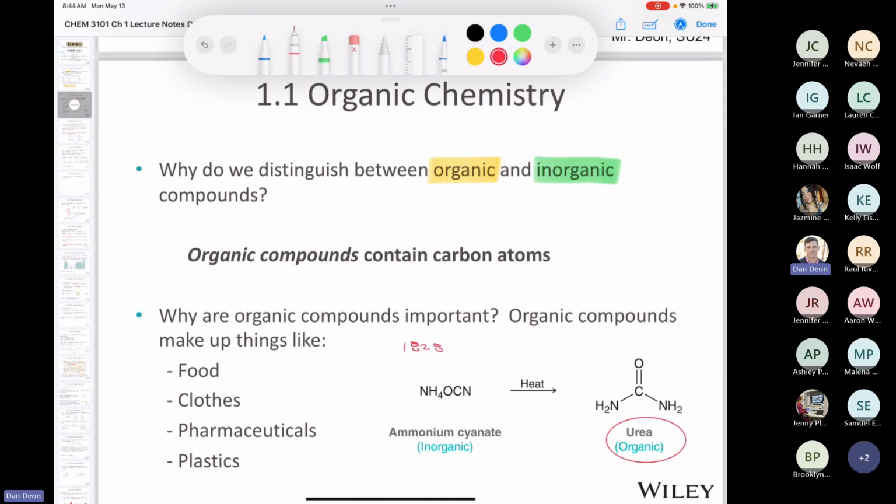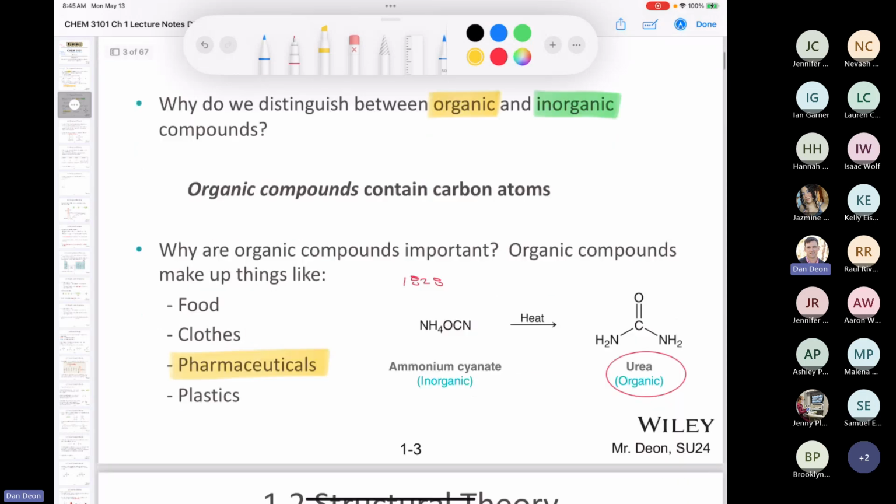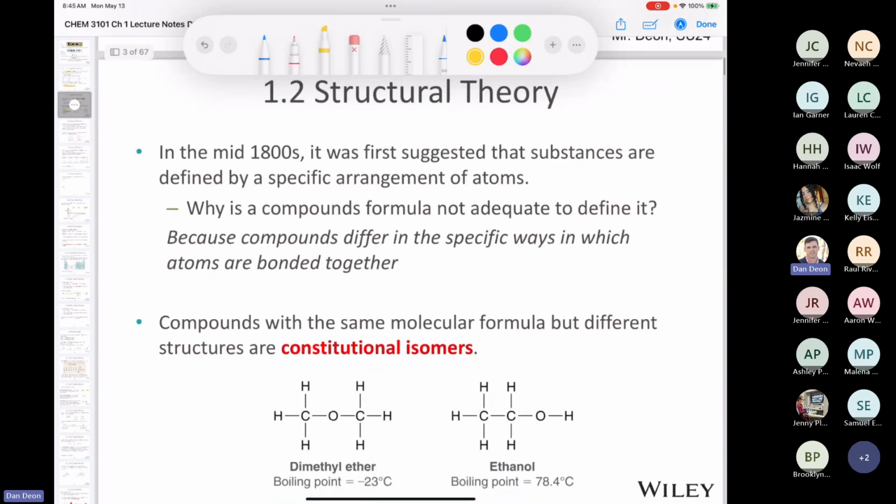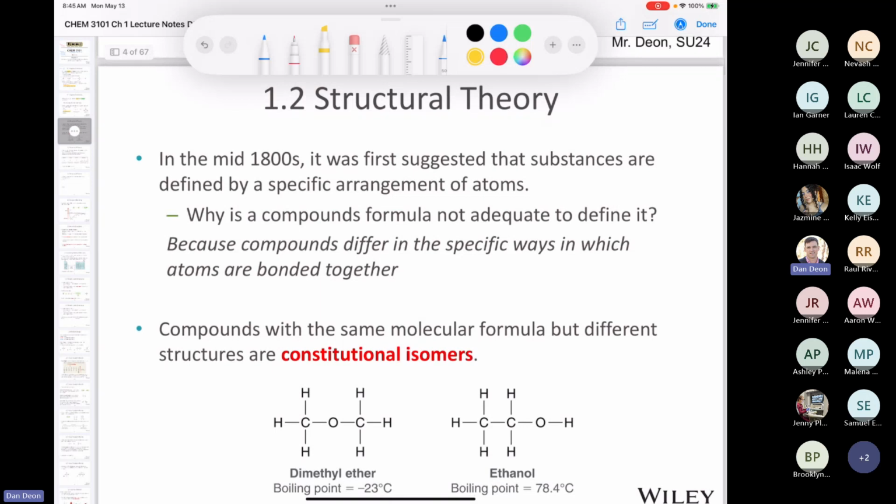Something that's near and dear to my heart is I worked in the pharmaceutical industry for a long time, so I'm always fascinated by drugs and always interested in medicines. If you're interested in medicines at all, the good news is that our textbook talks about them quite a bit. If you're interested in any kind of drug, those are going to be organic compounds as well. Anyhow, I won't spend too much time talking about that, but let's get into section 1.2, structural theory.